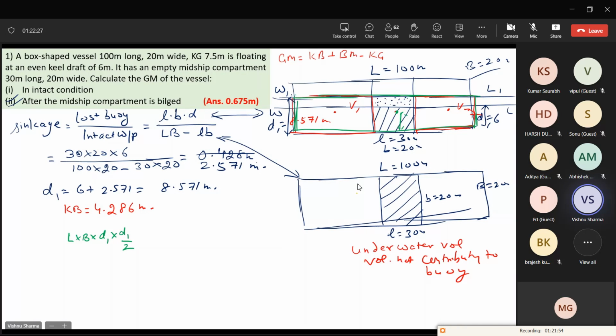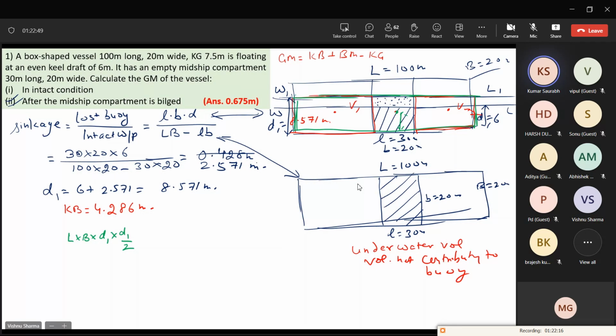I repeat my statement, listen to it again and then speak better. From this underwater volume, which one? LBD1 up to this W1L1, this green volume. From this green volume that is bound by the green box, which volume does not contribute to buoyancy?